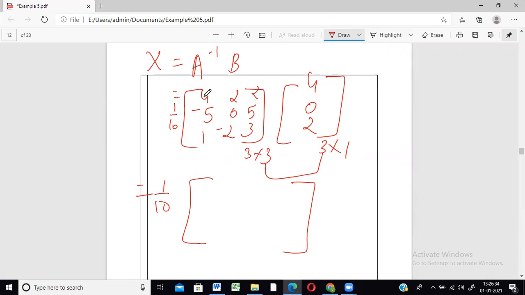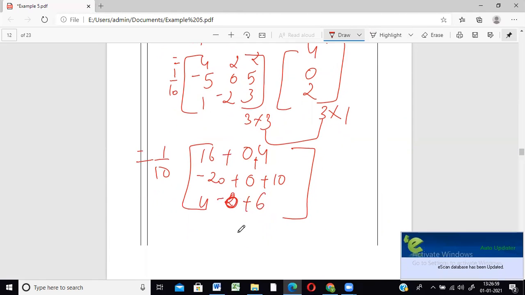Okay. How are we going to multiply this? This into this. First row into first column. 4 fours are 16. 2 into 0, 0. 2 twos are 4. Next one. Second row into first column. Minus 5 into 4 is minus 20. Plus 0 into 0 is 0. Plus 5 twos are 10. Next one. This into this. 1 into 4 is 4. Minus 2 into 0 is 0. Plus 3 into 2 is 6.